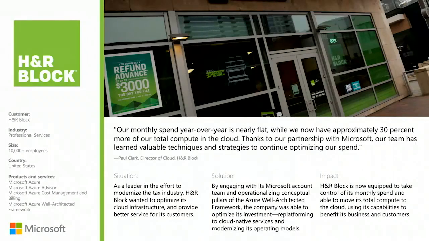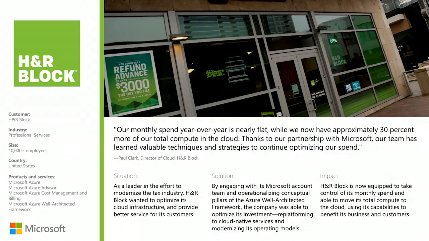H&R Block is a good example of how customers can optimize their Azure investment and maximize their usage of Azure services. And we can see here the situation, the solution, and the impact that cost optimization has had on H&R Block. As a leader in the effort to modernize the tax industry, they wanted to optimize their cloud infrastructure and provide better service for their customers.